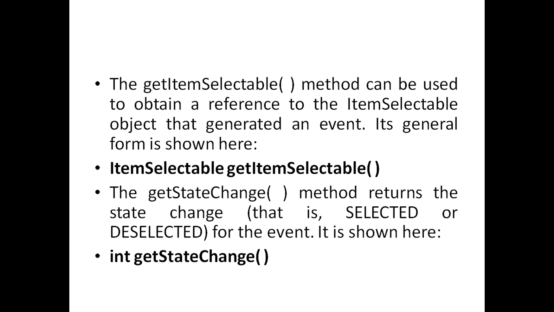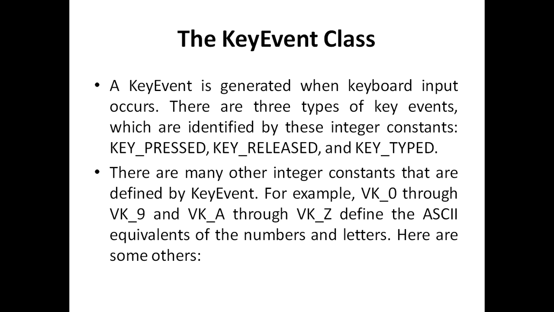The getItemSelectable method can be used to obtain a reference to the ItemSelectable object that generated an event. So its syntax is like this: ItemSelectable getItemSelectable. The getStateChange method returns the state change, that is SELECTED or DESELECTED, for the event. Next one is the KeyEvent class.